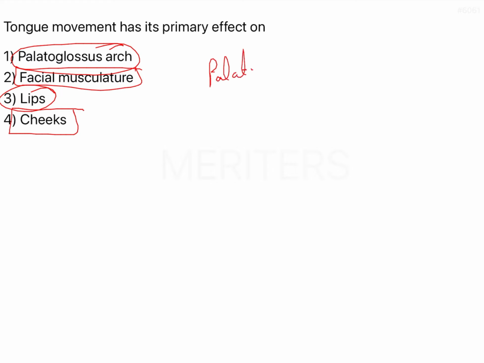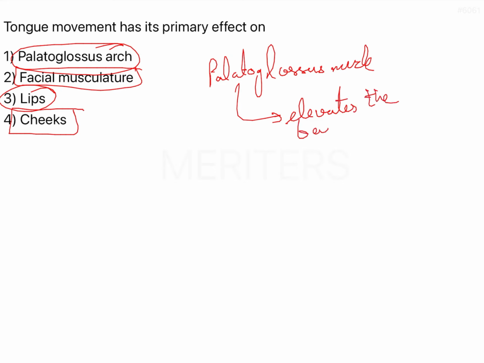Now this muscle plays an important role during swallowing. What happens actually, this muscle functions to elevate the posterior portions of the tongue. So this elevates the back portion of the tongue, and this action helps to propel food down to the esophagus during swallowing, right?